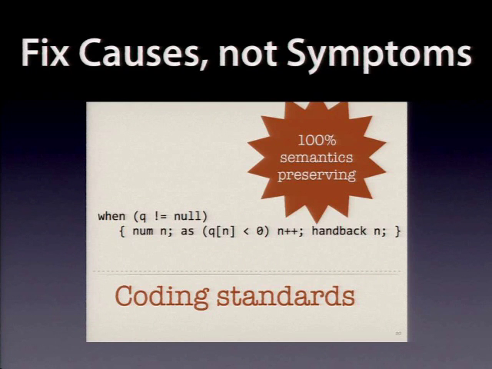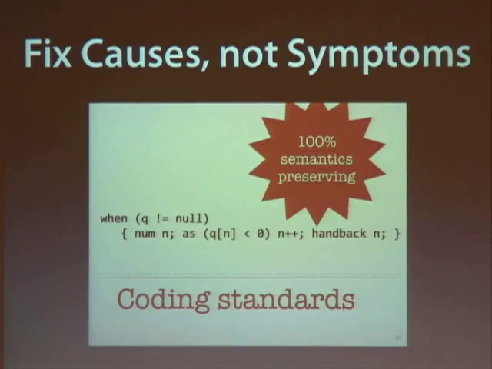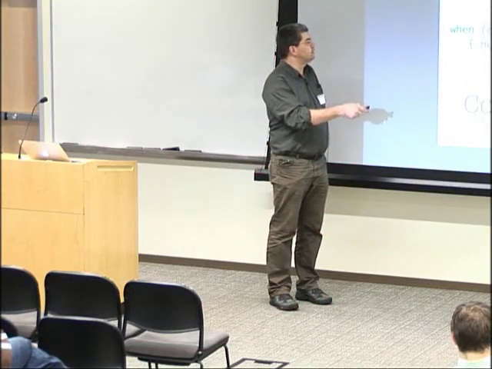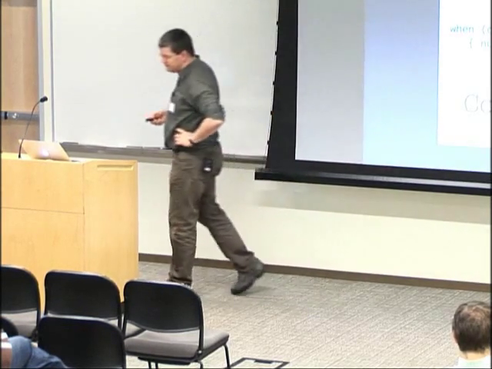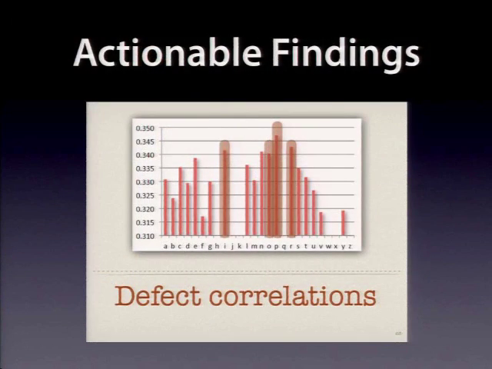Next thing, of course, fix causes, not symptoms. You need to find out what's the actual cause behind something. Just going for the characters doesn't work. A word like 100% semantics preserving simply means that whatever you do has no impact at all on the other side. And finally, actionable findings.